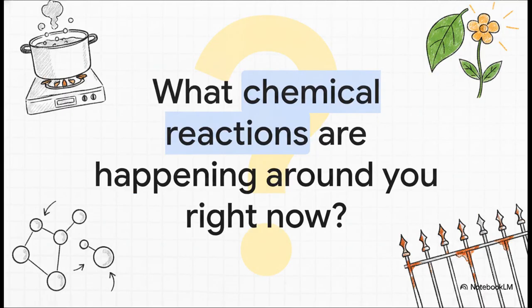And that brings us to the end of today's explainer class. We've learned how to meticulously balance equations using trial and error, and we've discovered the defining differences between combination and decomposition reactions. But before I let you go, I want to leave you with a little thought-provoking question for your homework. What chemical reactions are happening around you right now?